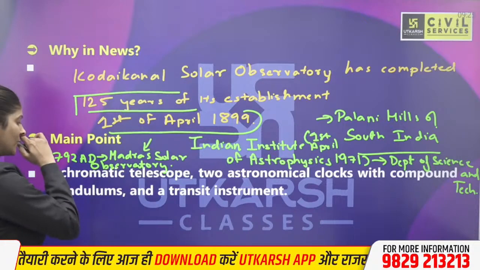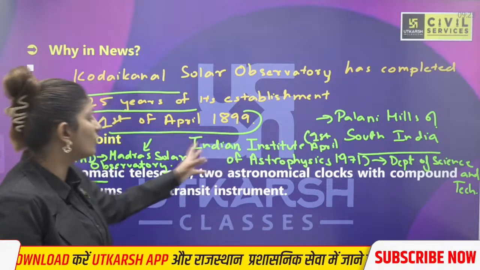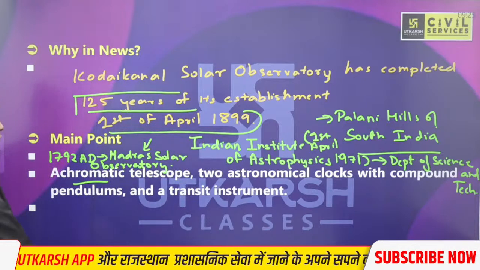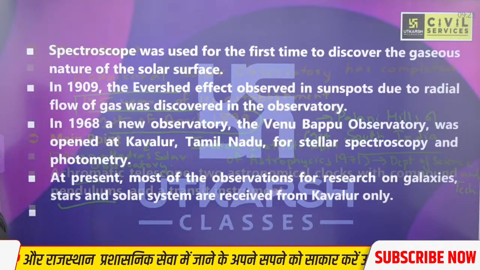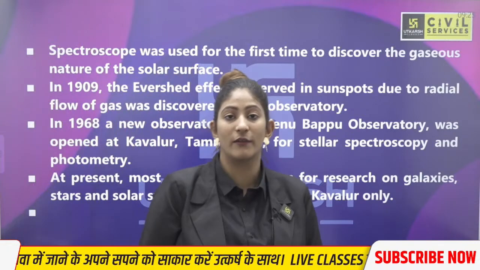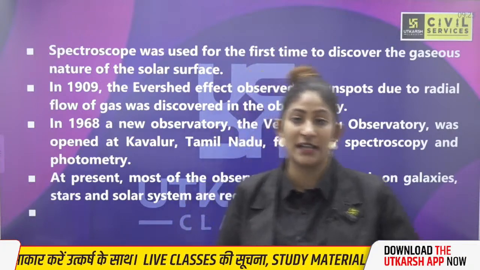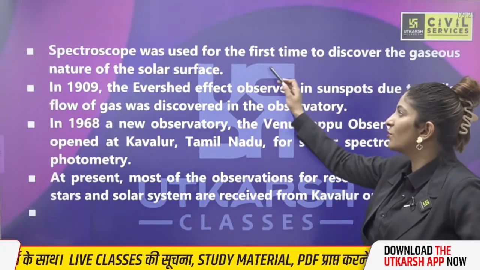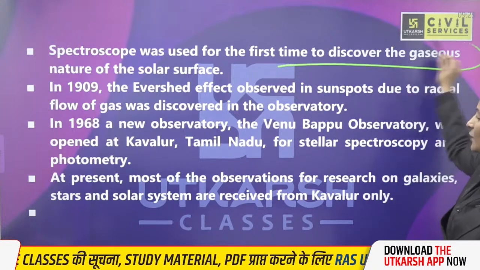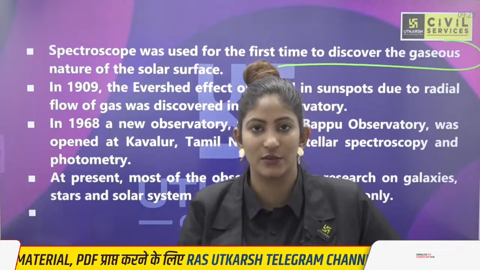So the Madras Solar Observatory had achromatic telescopes. They also had 2 astronomical clocks with compound pendulum and also a transit instrument. Many things were actually taken care of by Madras Solar Observatory when it was developed in 1792. For example, spectroscope was used for the very first time in order to detect what kind of gases are present in the solar system.